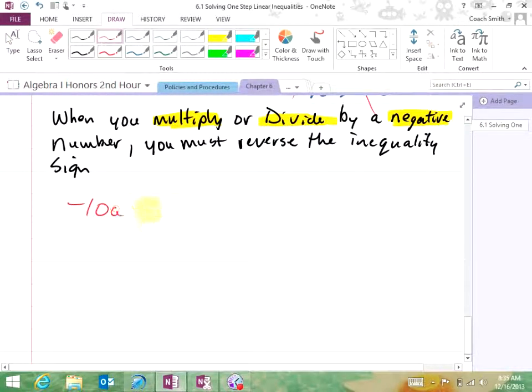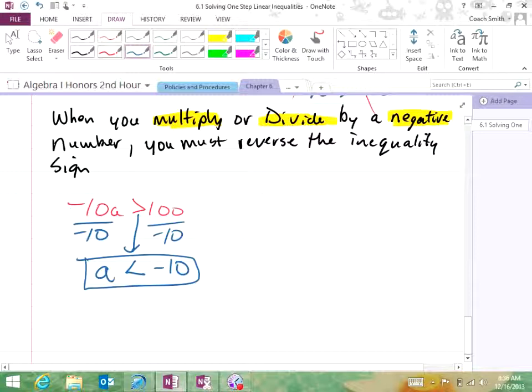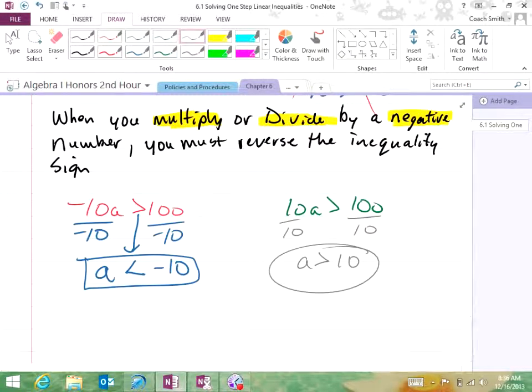So, negative 10a greater than 100 means this. Divide by negative 10, divide by negative 10, that gives me a is less than negative 10. And that is your actual answer to the problem. If you would have had 10a greater than 100, we divide by 10, a would be greater than 10. That is correct. That is the answer. Okay?